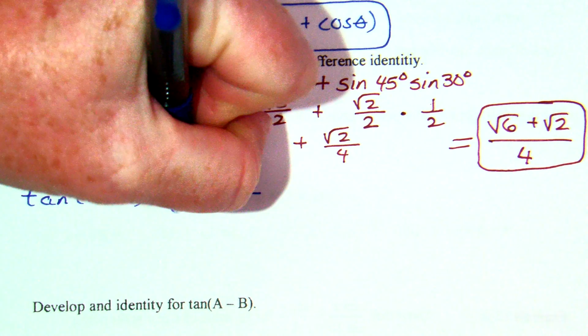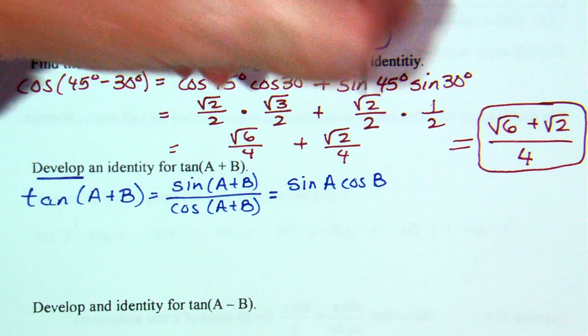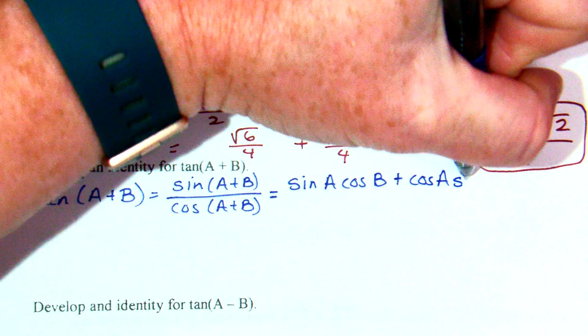Can we use one of our sum and difference identities above to rewrite sine of A plus B? Yeah. So, we're using sine of S plus T. So this rewrites as what? Sine A cosine B. It's a sine, so I'm going to keep it plus. And then it becomes cosine A sine B.